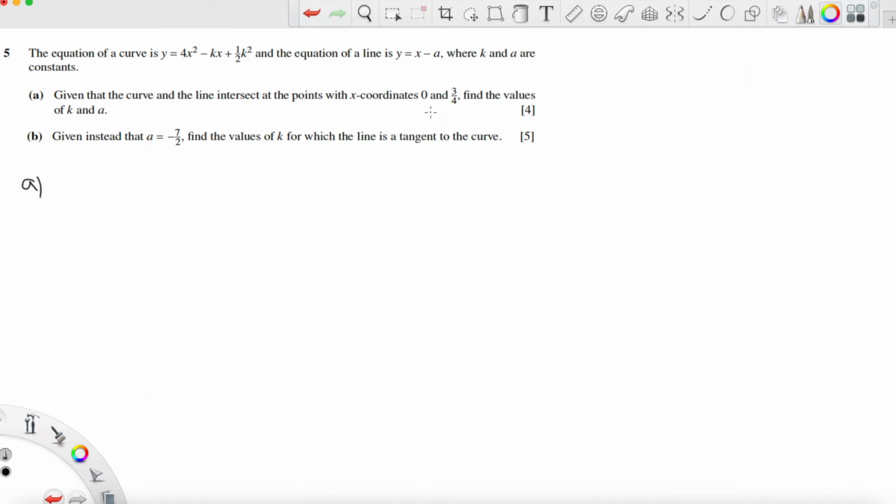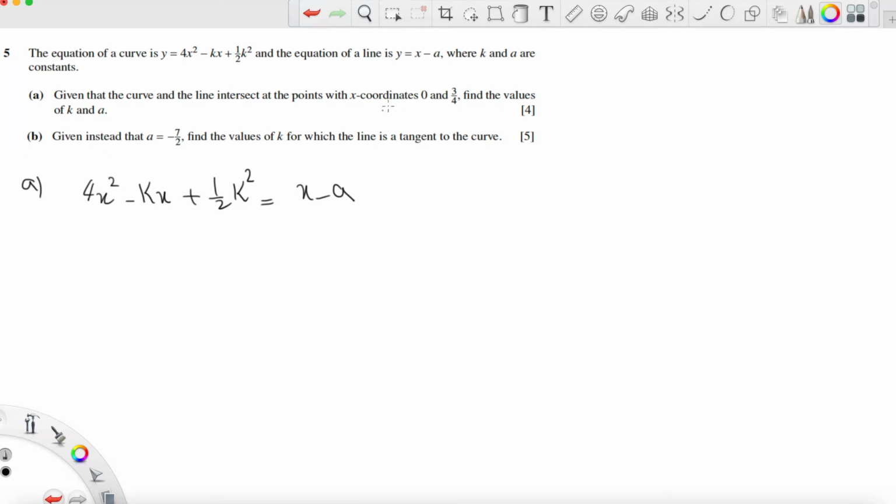So these are actually 2 points that satisfy both line and curve. We know that in order to find points of intersection, we need to solve simultaneous equations. So the curve and line meet each other at these 2 points. In both of them, y is already the subject, so I simply put them equal to each other. 4x squared minus kx plus half k squared is equal to x minus a.